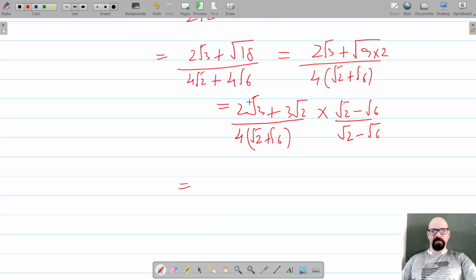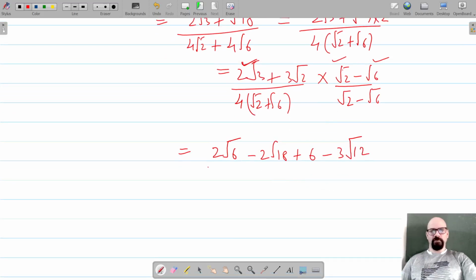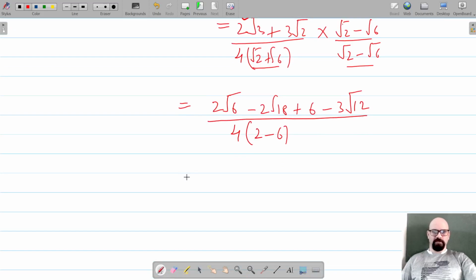So if we multiply this, 2 root 3 into root 2 is 2 root 6. And 2 root 3 into minus root 6 is minus 2 root 18 plus 3. This is 6. And this is minus 3 root 12 upon 4. This is a square minus b square, so this is 2 minus 6. Okay, and once again, this is 2 root 6.